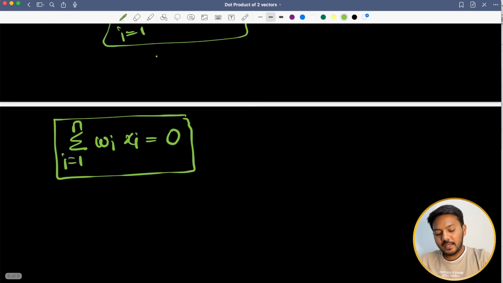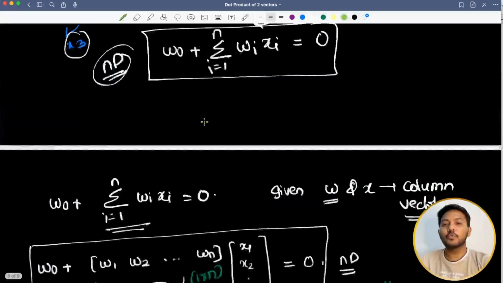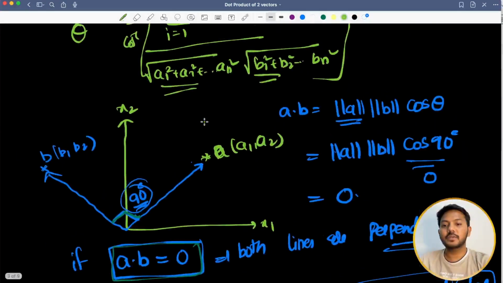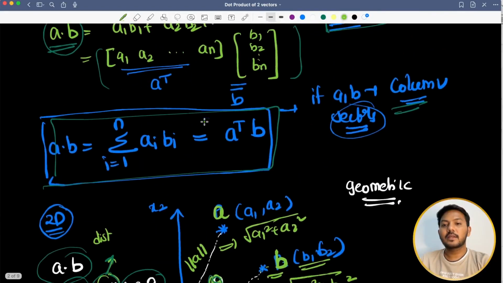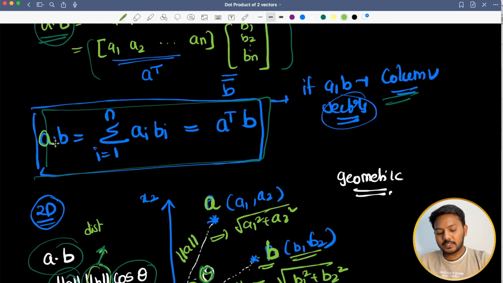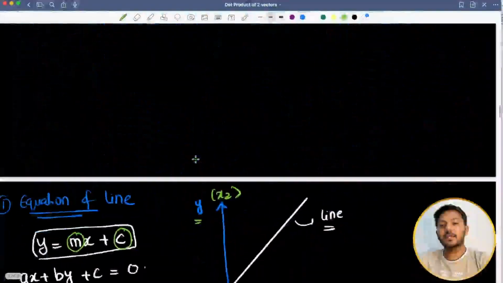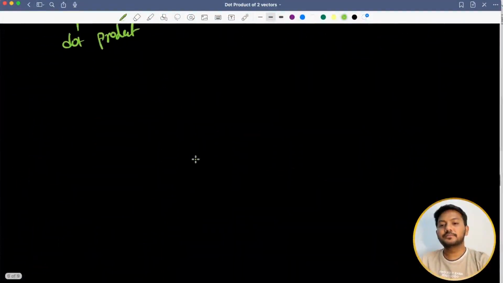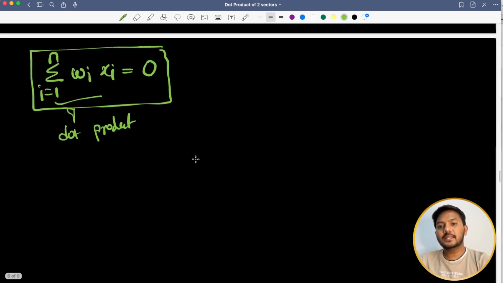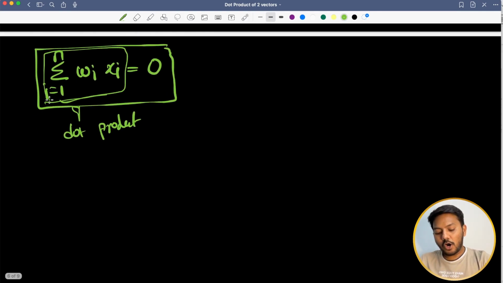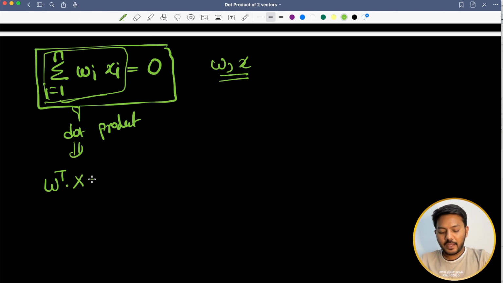But if you look at this, it looks like a dot product, right? Let me go back and show you the dot product that we learned in the previous video. I have two vectors a and b, and the dot product of a and b is stated as sigma 1 to n ai bi. And this one here, sigma wi xi equal to 0, is the dot product of vectors w and x. So this can be written as w transpose dot x equal to 0.